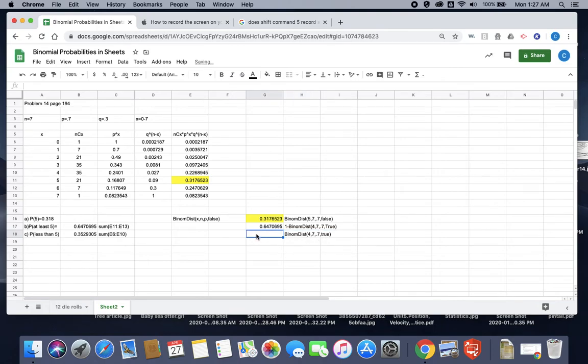All right, that's what we're going to do with an equal sign now. Binomial distribution 4, 7, 0.7, true. Did we get the same answer here and here? Yes, we did. So there's a couple of ways there that you can do these.